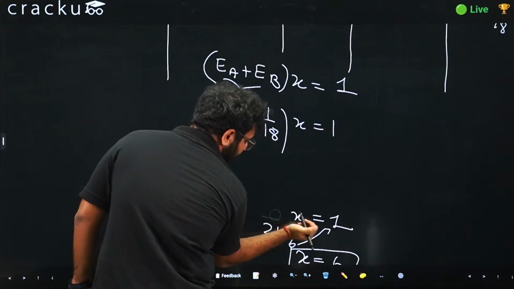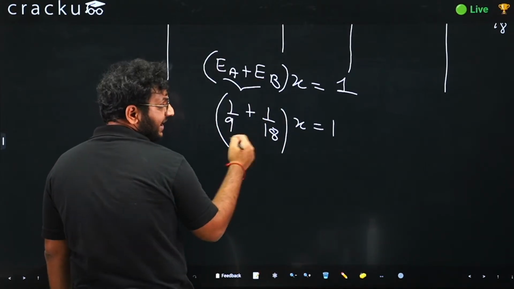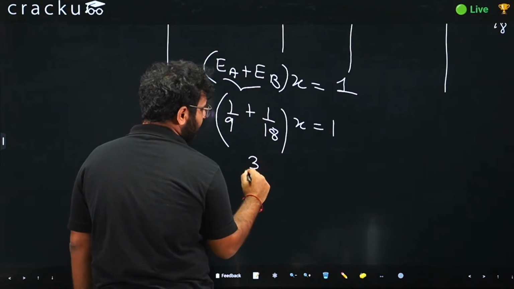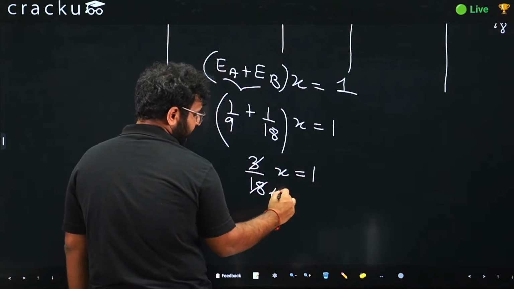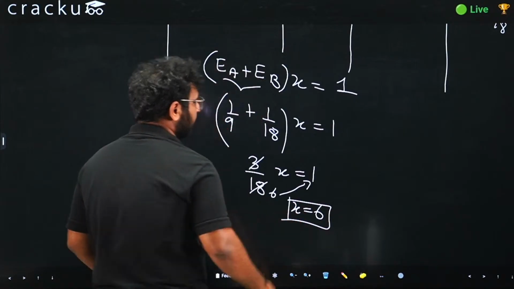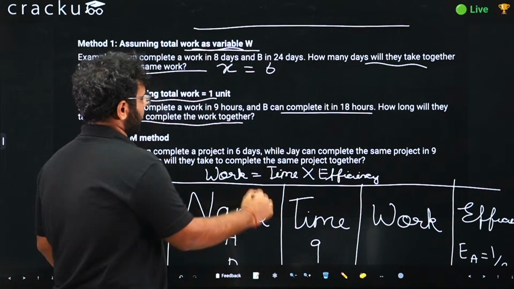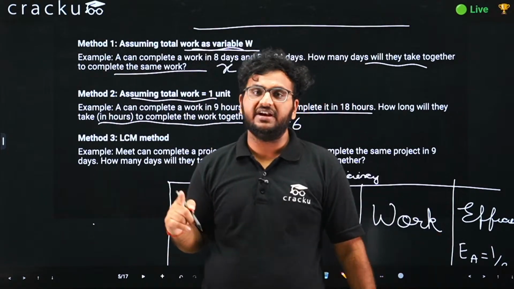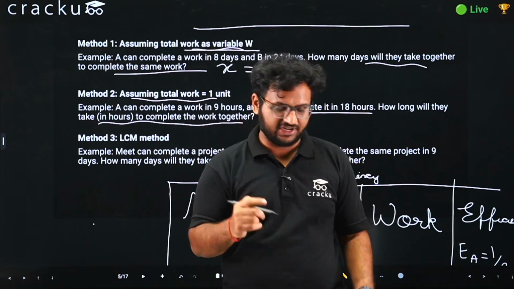Now we will take the LCM. LCM of 9 and 18 is 18, so 2 plus 1 is 3 by 18, into X is equal to 1. 3 into 6 is 18, so 6 will go here and we get X is equal to 6. Hence, time taken by both of them to work together is 6. So in the first method we assumed work to be W. In this method, we assumed work to be 1 unit.